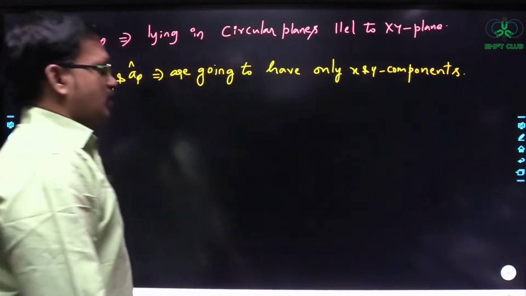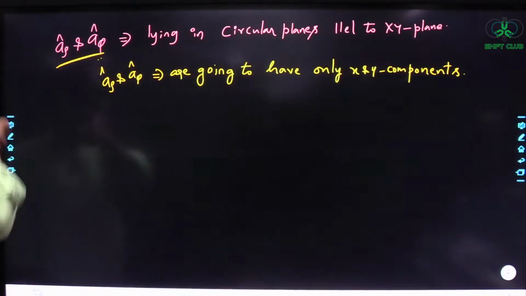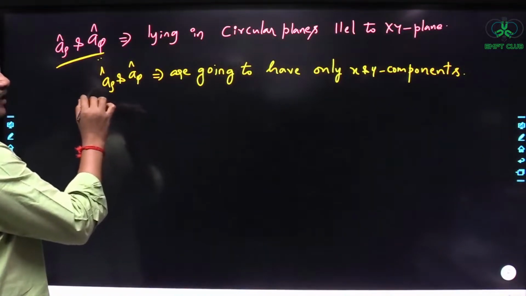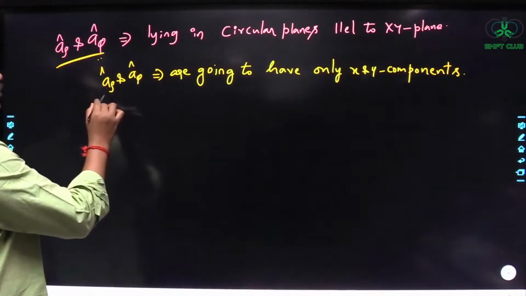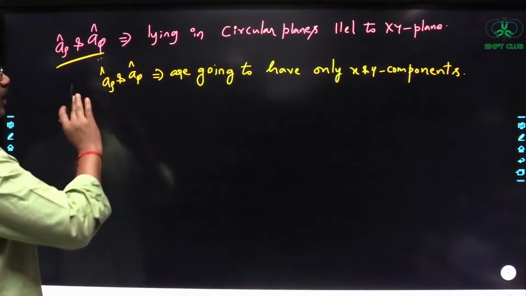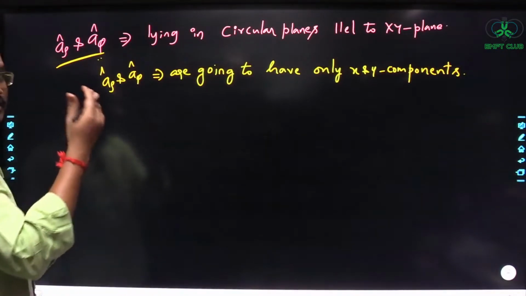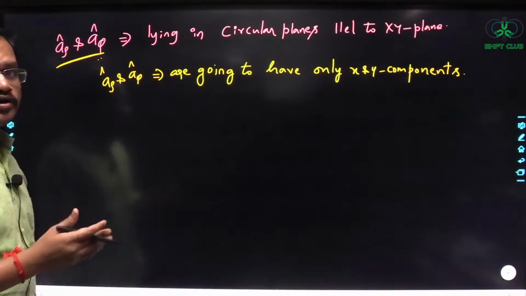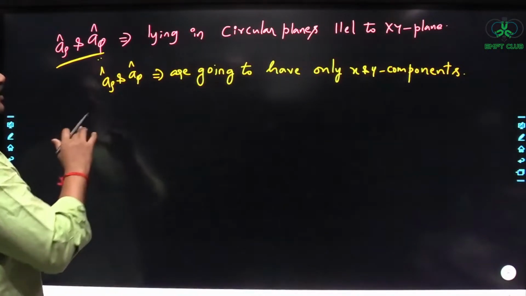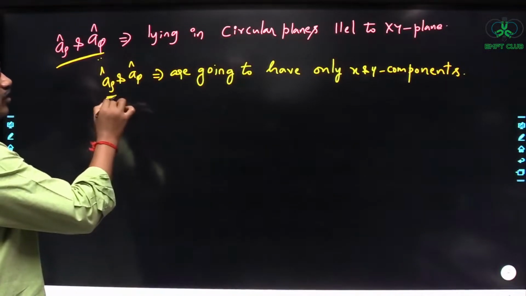Now if I want to determine the component of a rho along x, the component of a rho along x is going to give you the x component of a rho. And similarly I can determine the component of a rho along y.